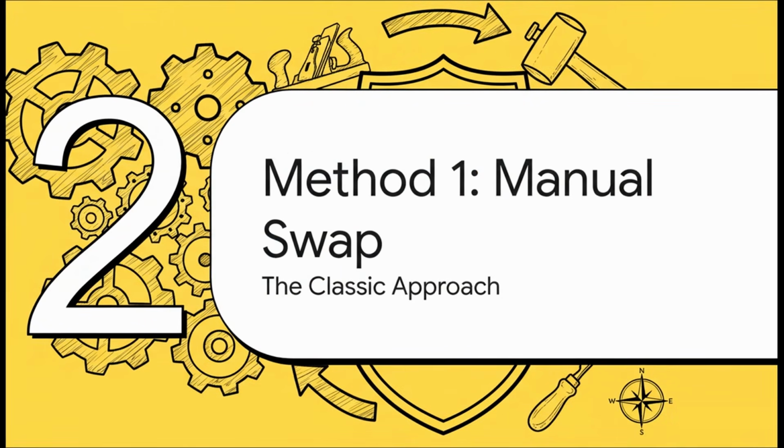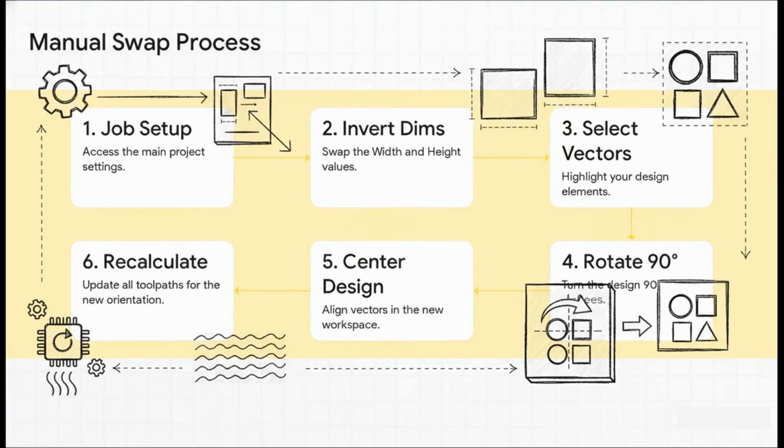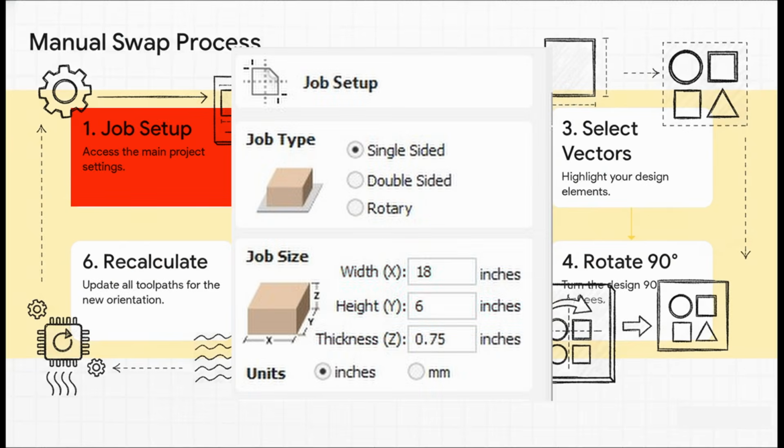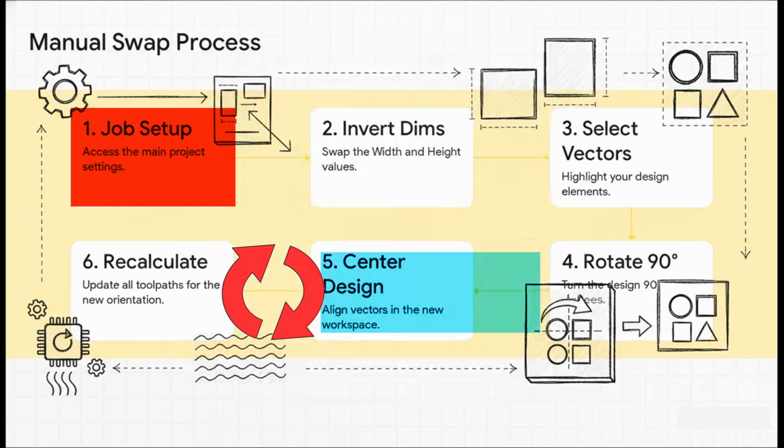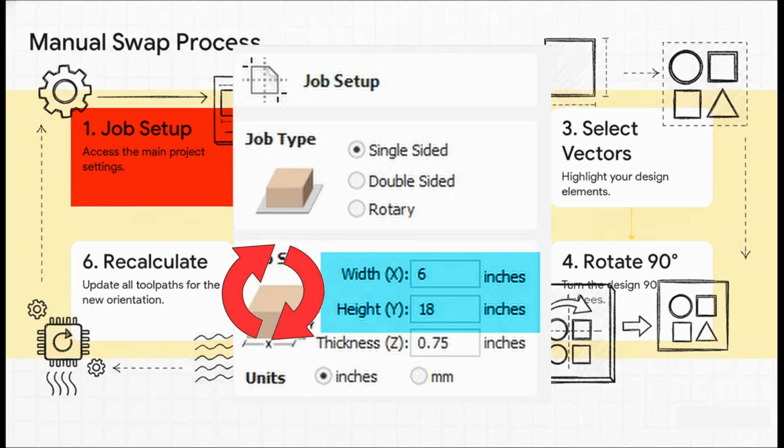Okay, let's jump into method number 1. This is the most direct way to solve the problem. Think of it as the classic, the foundational technique that just works every single time. It's reliable. The process here is really straightforward. You just pop into your job setup and you literally just swap the width and height numbers. Type the height value into the width box and the width value into the height box.